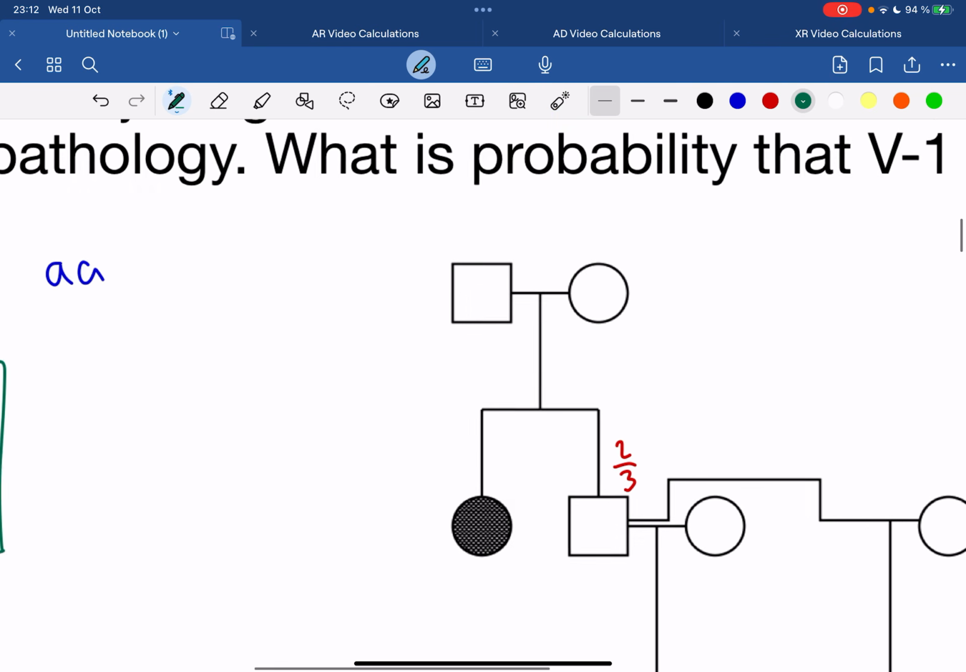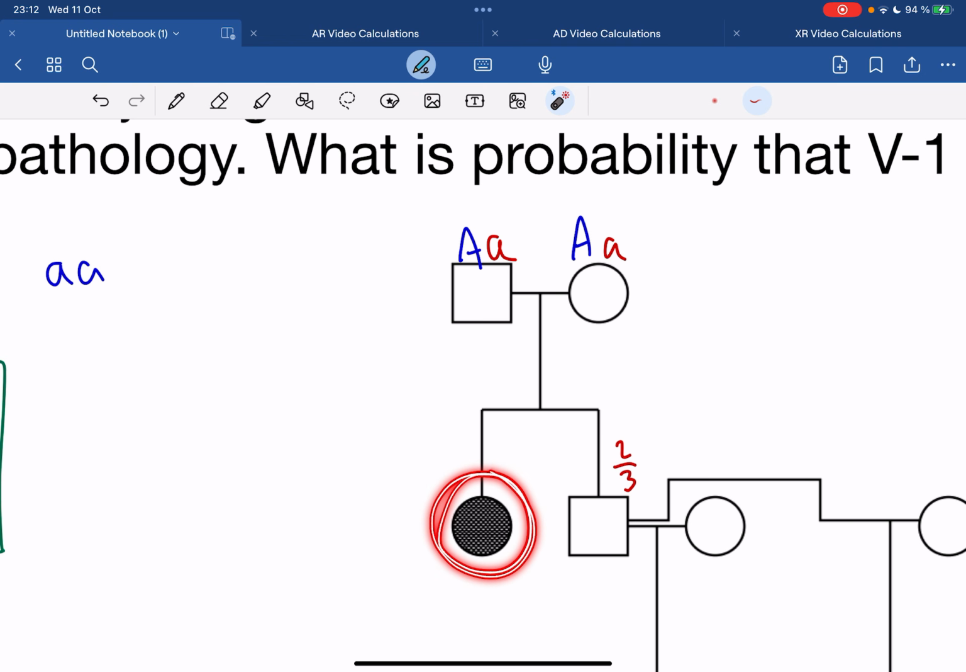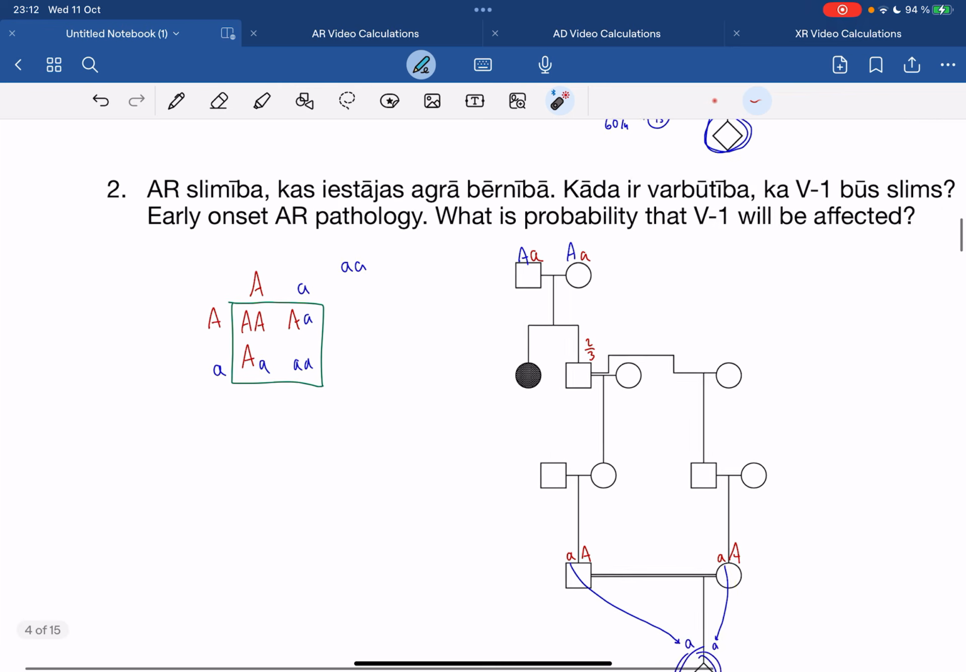And the parents are, of course, heterozygous 100%. Why? Because they're healthy, so they have to have this dominant healthy allele. And then they're also a carrier because their daughter is affected, and the daughter has to have gotten one from the dad and one from the mom.